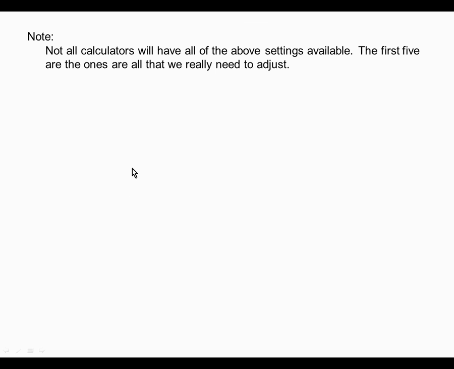So note, not all the calculators will have all of the above settings. The first 5 are the ones that we really, truly need to play with. The others we don't. So remember, it's the max, the min, and the scales for each of x and y.